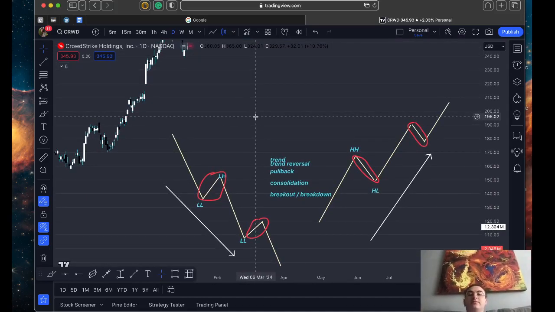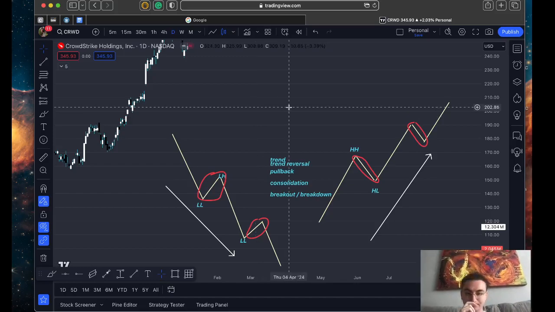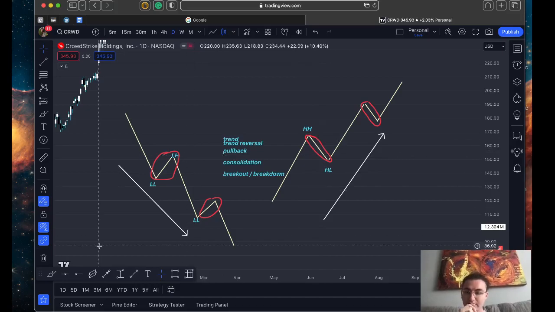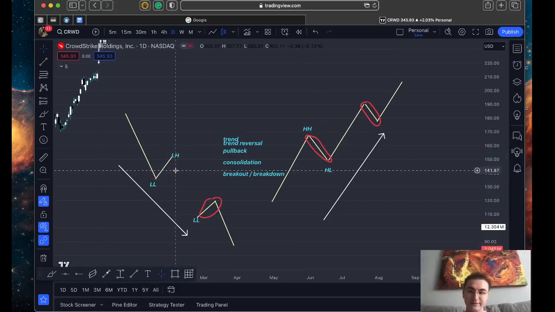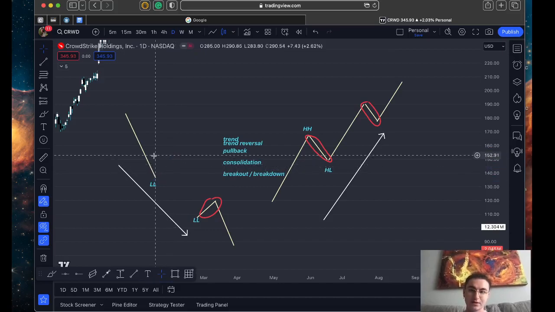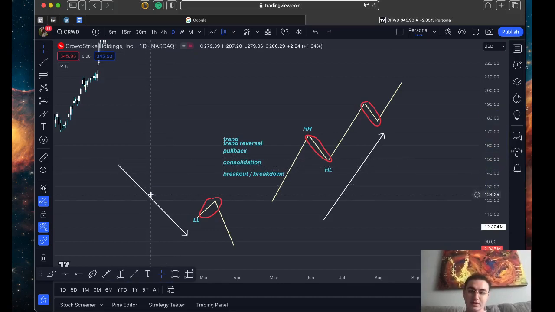More importantly, consolidation and breakout overview. So let me get rid of all these. You could probably fast forward 15 to 20 seconds. I'm just going to be deleting these.